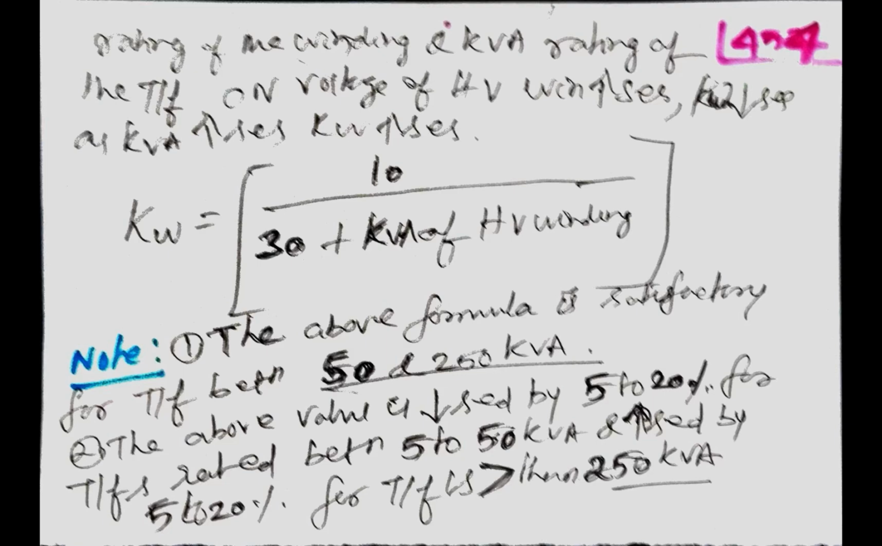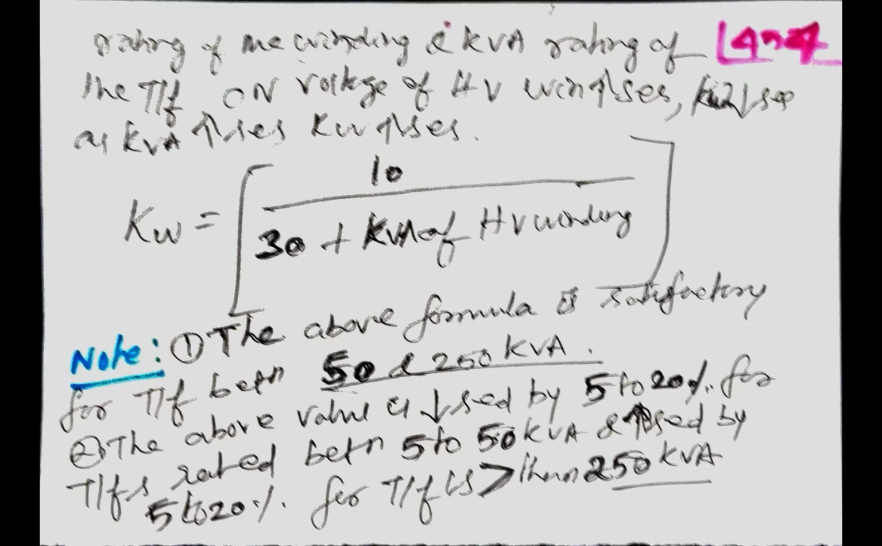As kVA rating of the transformer and voltage of HV winding increase, Kw decreases. Kw is equal to 10 divided by 30 plus kV of HV winding. Note: the above formula is satisfactory for transformers between 15 and 250 kVA.